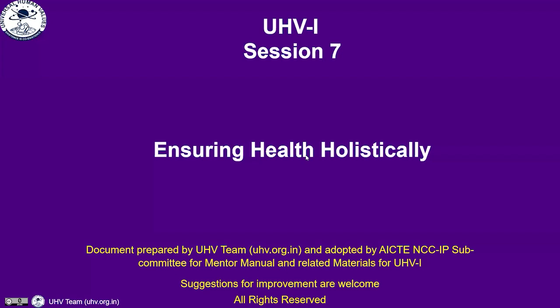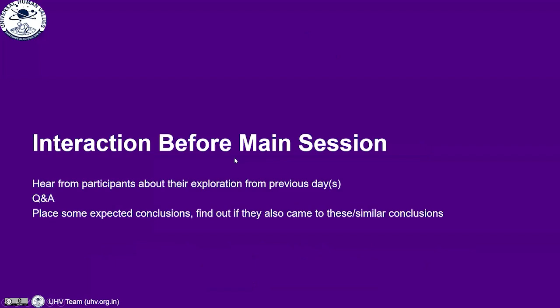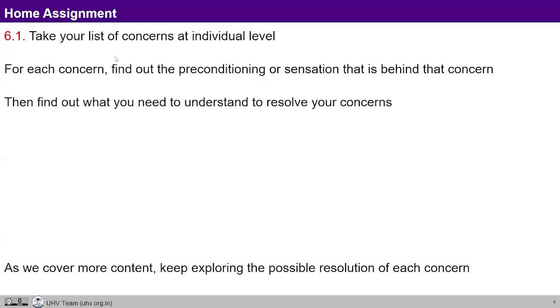Now the last part of the session here, session 7, is ensuring health holistically. Here again, we have not added much content. It is something similar to what we originally had. So, interaction before the main session: we'll discuss this assignment. We can take some concern of the child, as I mentioned, one example here, and discuss it in detail.